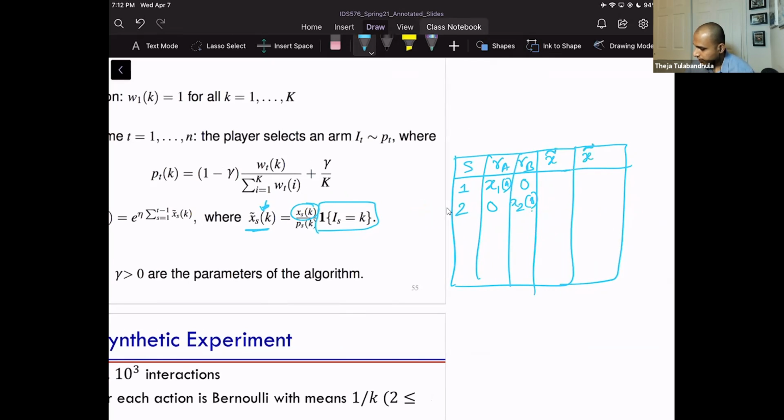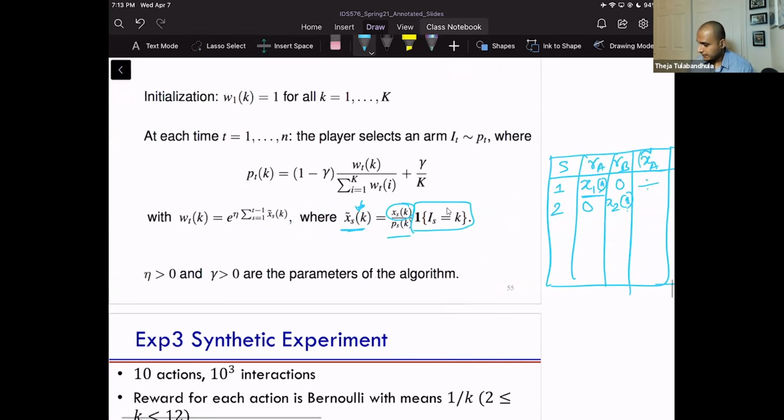x tilde A and x tilde B. So x tilde A is going to be the probability with which you played action A. Let's just focus on one of them. Let's say x tilde B is just going to be x2 of B divided by the probability with which at the second time instance you played B. So that's x tilde of B, and similarly x tilde of A is going to be a similar ratio. Something divided by something, and that's given by this expression.